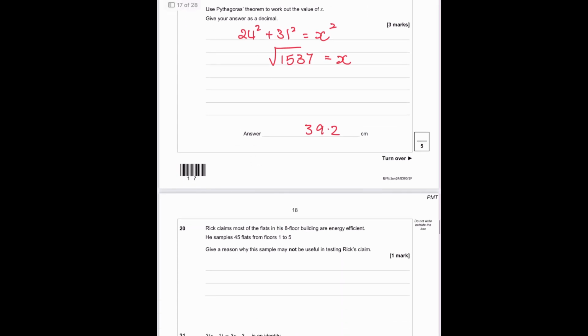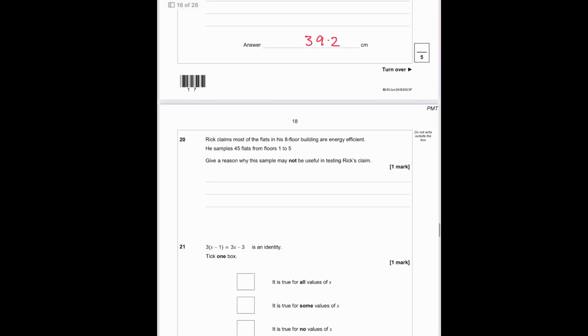Rick claims most of the flats in his 8-floor building are energy efficient. He samples 45 flats from floors 1 to 5. Give a reason why this sample may not be useful in testing Rick's claim. So this is only looking at the first 5 floors. So he's only considering the first 5 floors out of 8 floors.